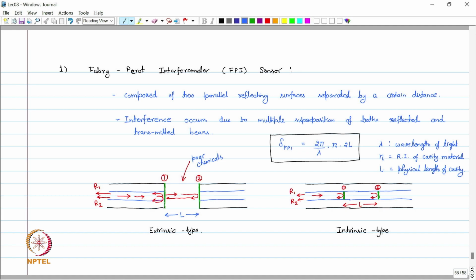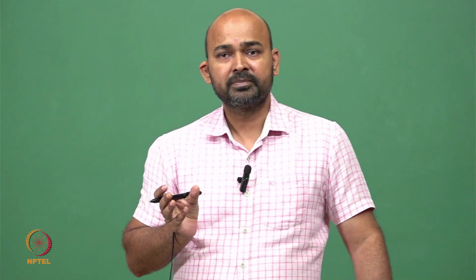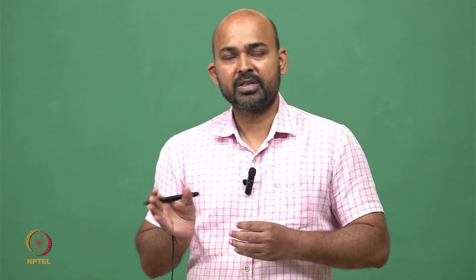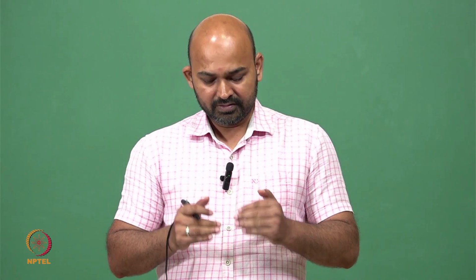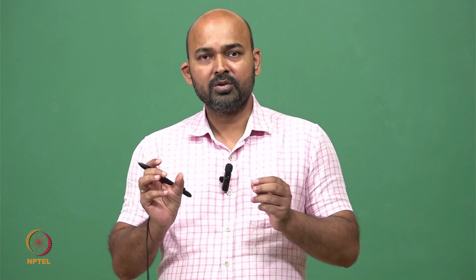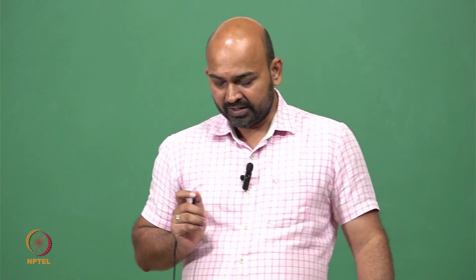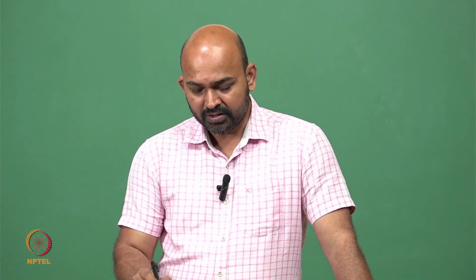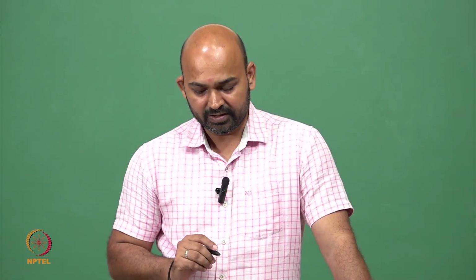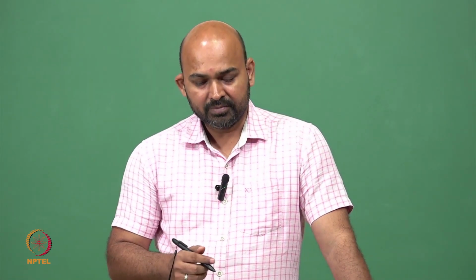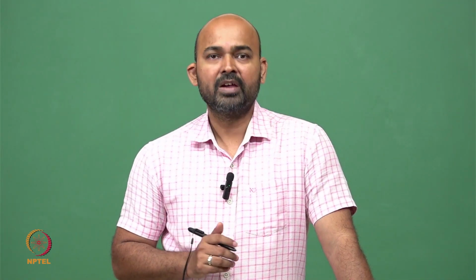And the other parameter on which this phase shift depends is the physical length of the cavity, which is generally fixed unless in the case of a temperature sensor. This length of the cavity is generally a fixed and known number. When we make this sensor, we generally know how much is the length of this cavity. So this is again a constant number. So our phase shift depends on the refractive index of the cavity material, and we can make some kind of chemical sensor using the FPI sensor.